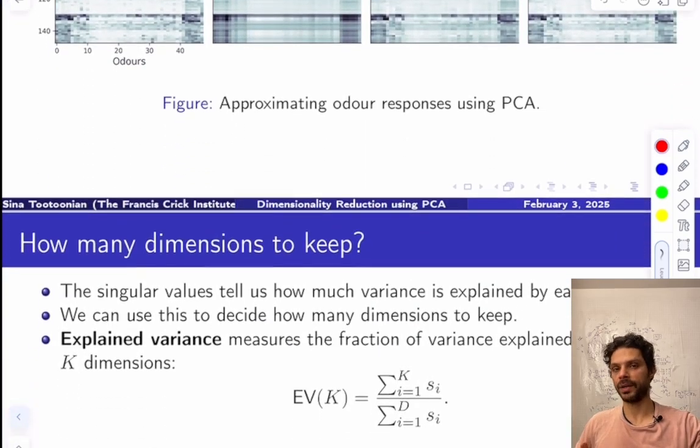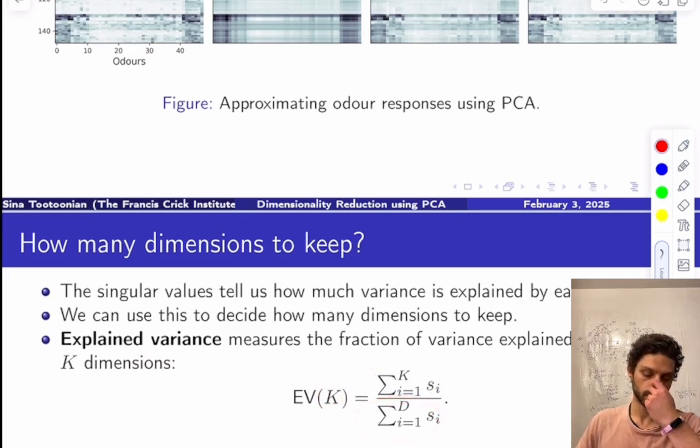Now, how do we decide how many dimensions to keep? There's no good answer for it, but we can use the singular values to give us a heuristic. You can think of the explained variance. If I keep the first k components, how much of the total variance will I have kept? You just sum up the variances that you have and divide by the total variance.